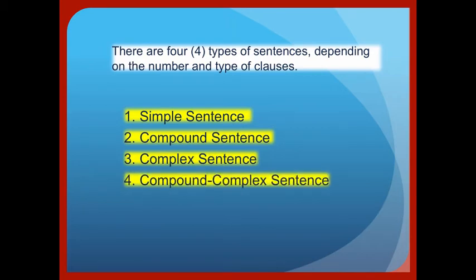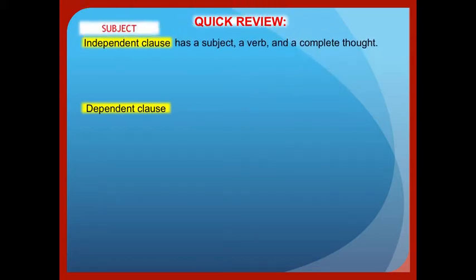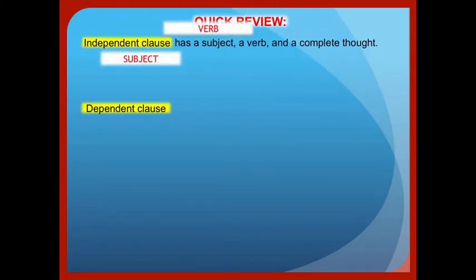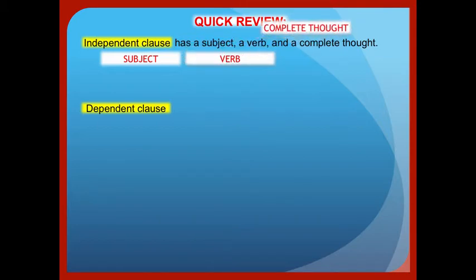However, to understand the types of sentences, you must first understand the 2 types of clauses. So let's quickly review clauses. There are 2 types of clauses, independent and dependent. An independent clause has a subject, a verb, and a complete thought.